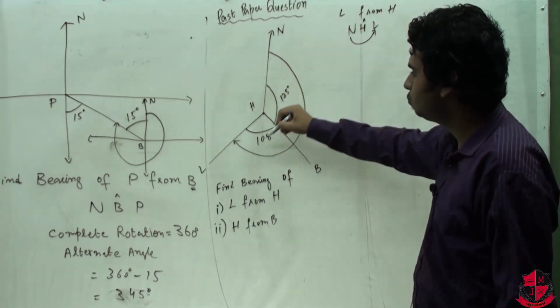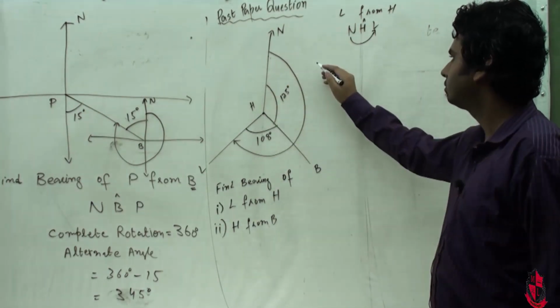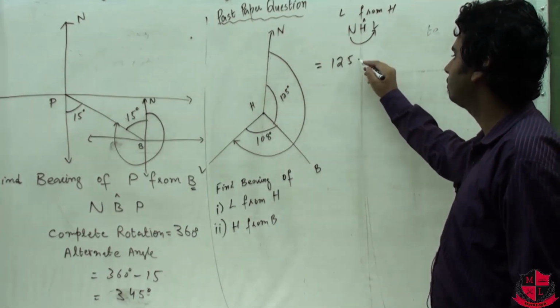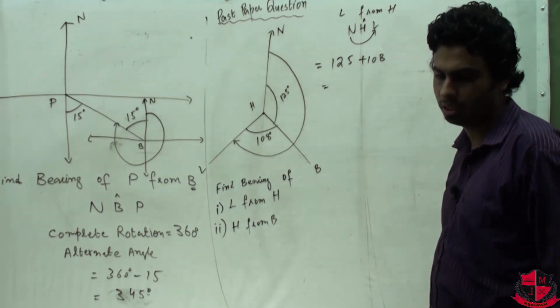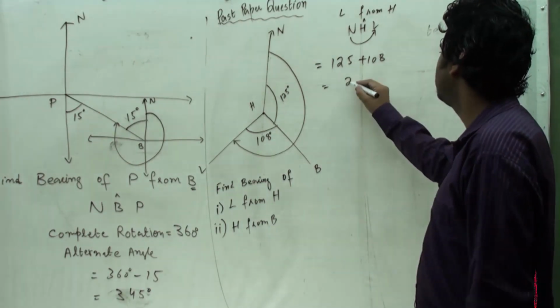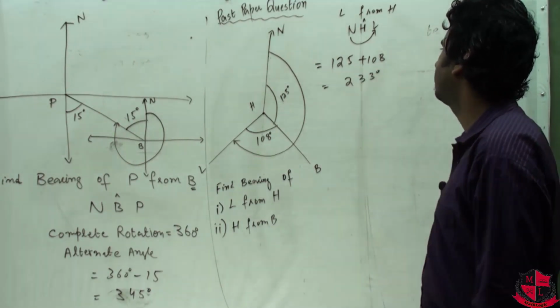So we will add these two angles to get our desired result. So I am going to add 125 and 108, and adding 125 and 108, our answer will be 233 degrees. So this is the bearing of L from H.